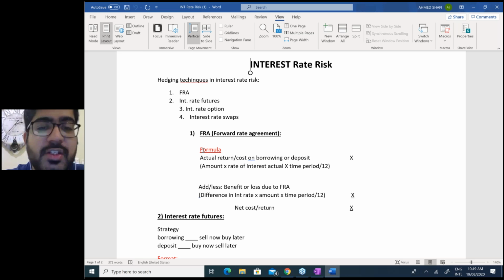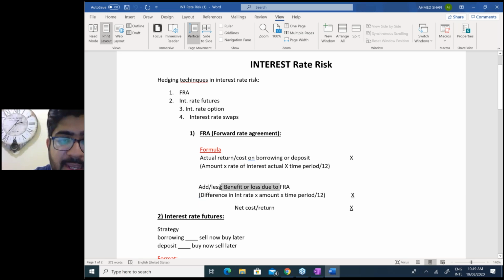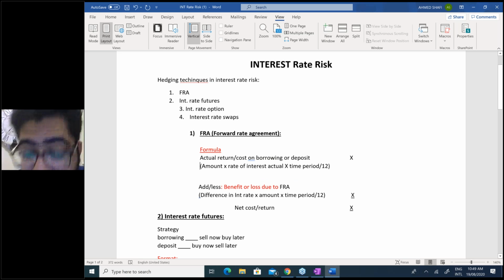You need to judge it by taking the difference in interest rates, whether it's a benefit or a loss. And surprisingly, benefit or loss can be added as well as deducted. How? Let's suppose you got a benefit.